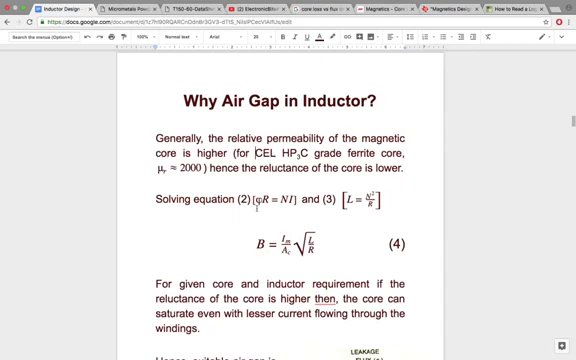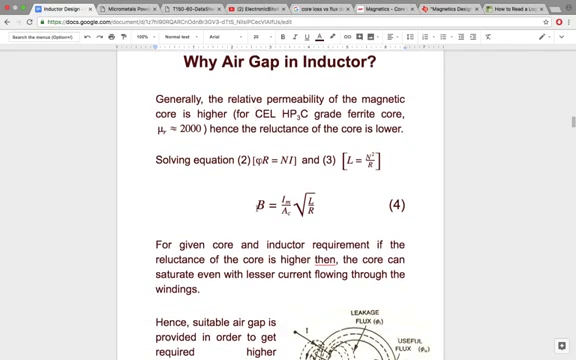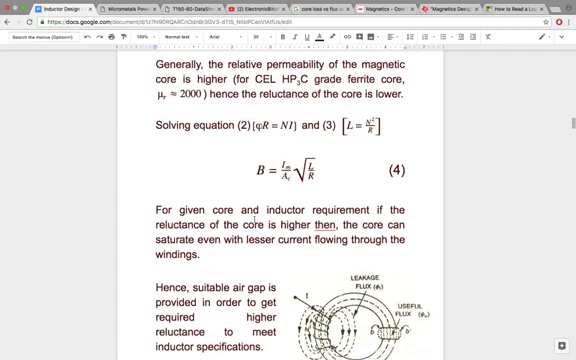As a result, what happens? To understand the side effect of having low reluctance, let us solve those two equations which we discussed just now. If we solve these two equations where we eliminate the number of turns, we will get this relation.